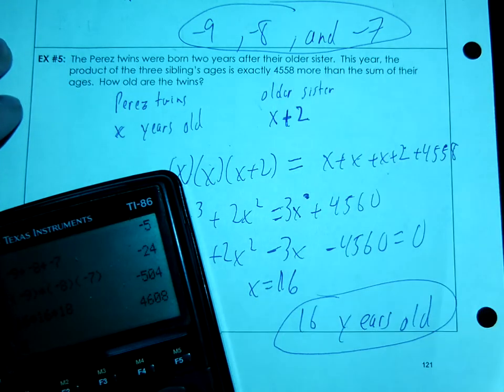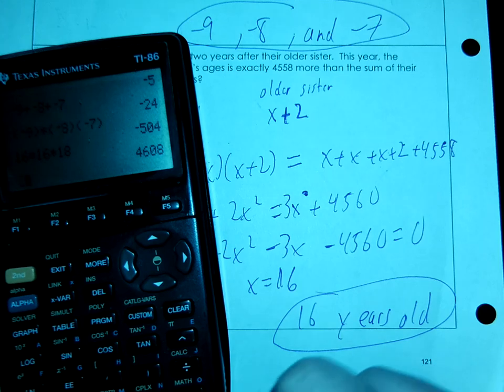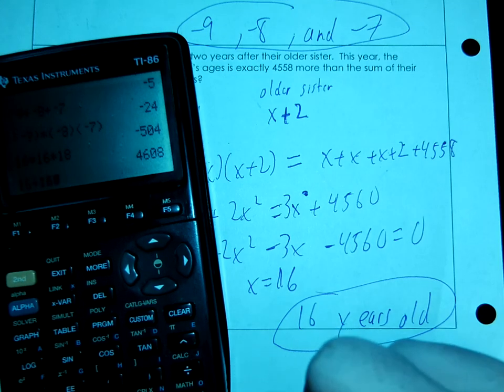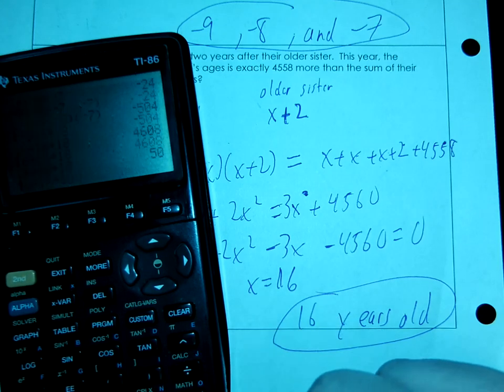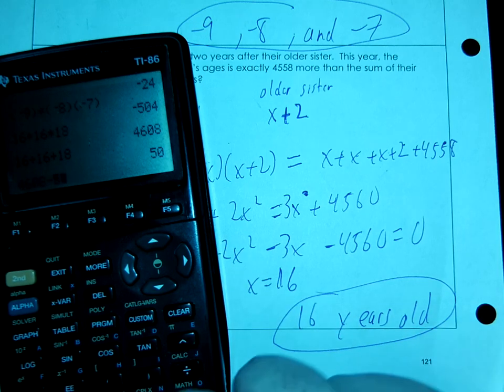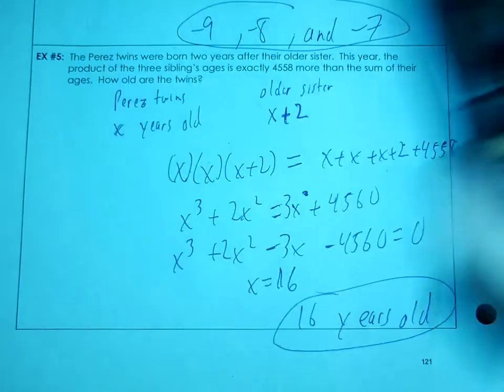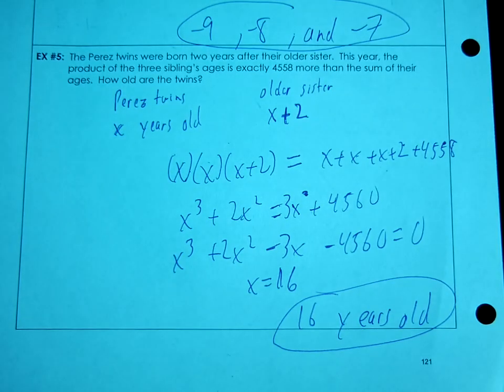And it should be 4,558 more than the sum of their ages. So the sum of their ages, 16 plus 16 plus 18, is 50. So if I take 4608 and take away 50, I get 4558, which is what we said in the question it was supposed to be. So that is an easy way. There's what you do to check your work on this question.